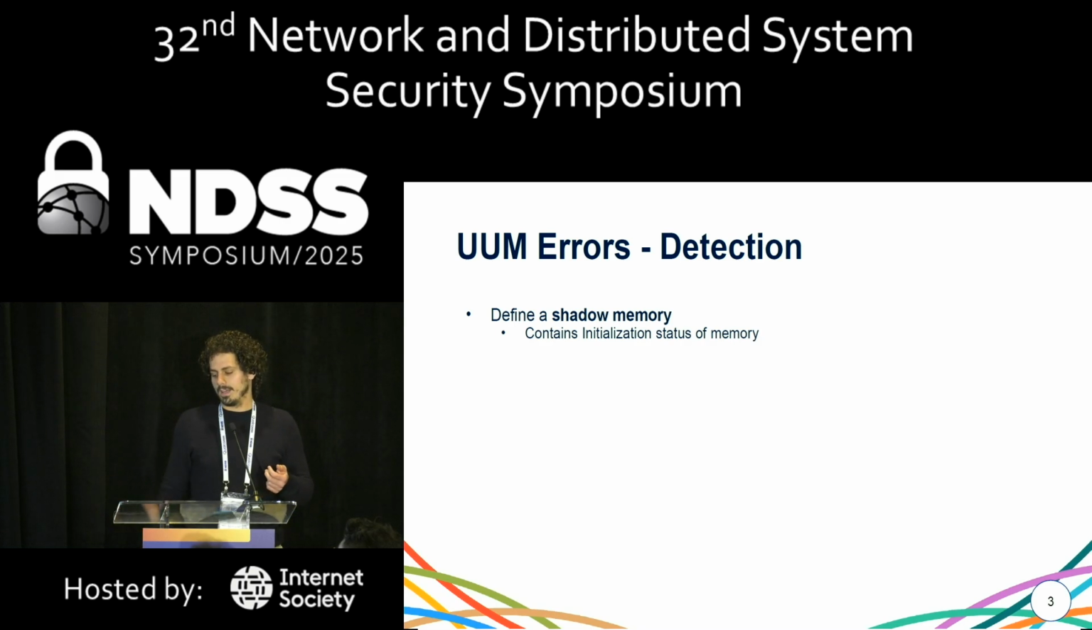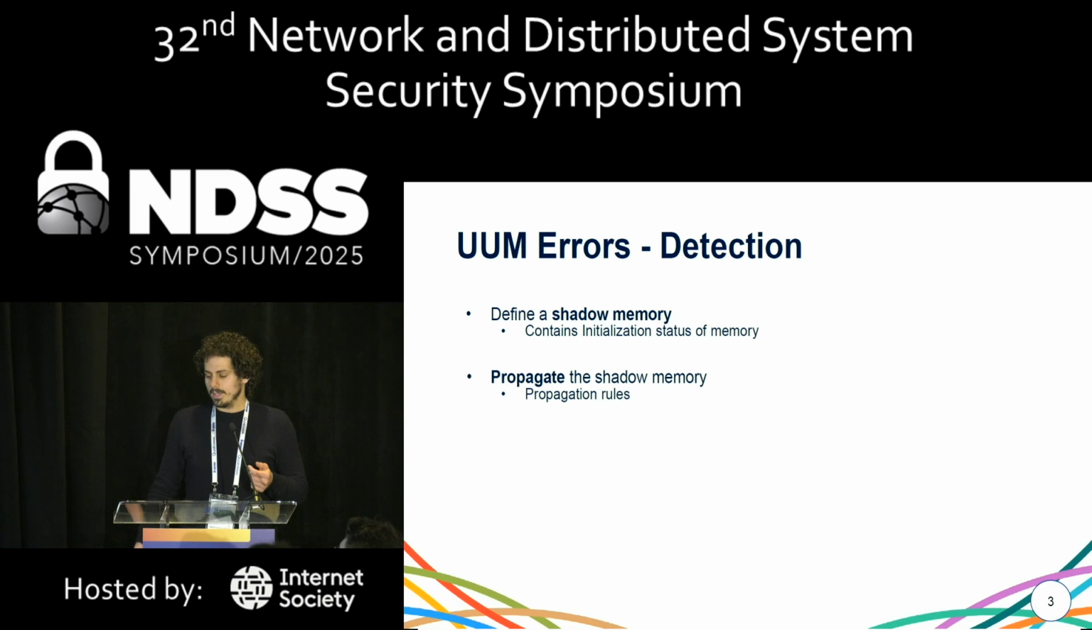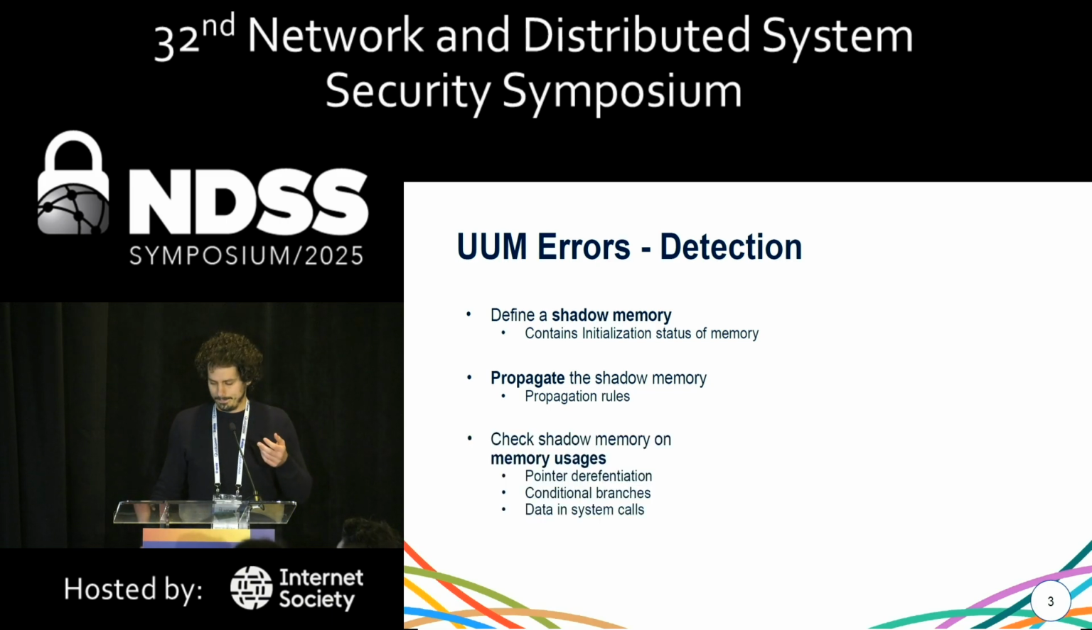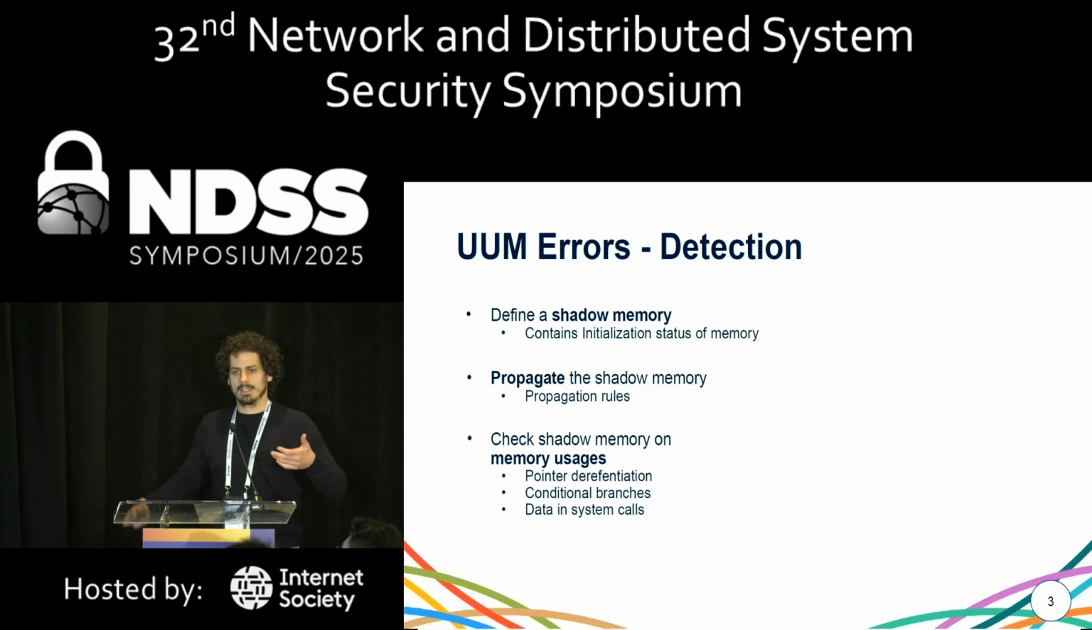We first need to define a shadow memory, as it happens with other sanitizers, that contains the initialization status of every other memory region. Then we need to propagate this shadow memory until we reach sensitive operations like pointer dereferentiation or conditional branches. When we do, we check the shadow memory, and if we detect that we are using uninitialized data, we raise an error.